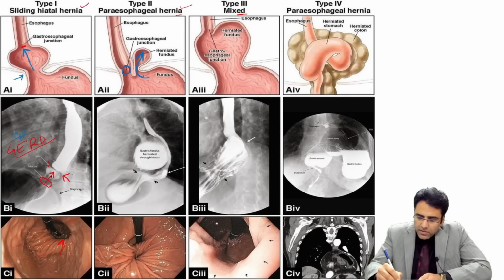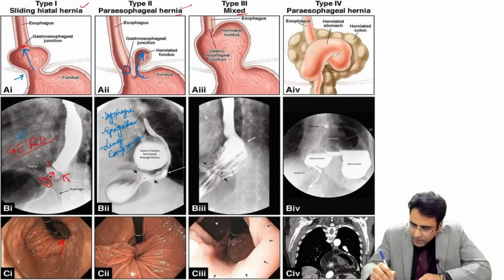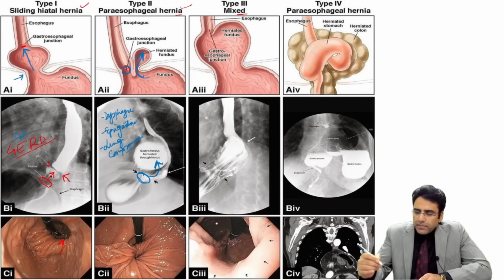So these patients will present with dysphagia, epigastric pain, and sometimes there can be lung compromise also. Clear? Again, this is the barium swallow. It is showing what? You see, this is normal gastroesophageal junction, and the gastric fundus has herniated through this upwards into the thoracic cavity. Now in type 3, it is mixed.